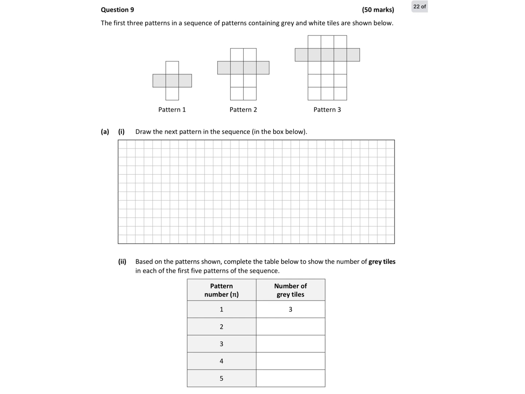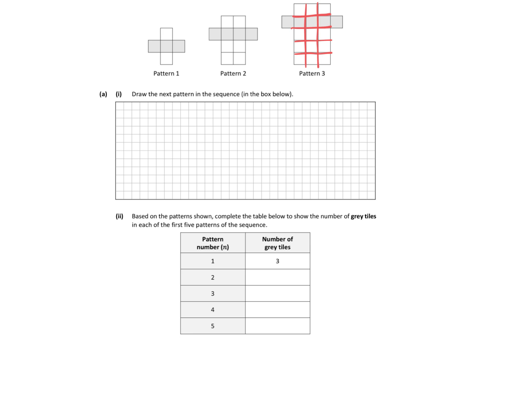Right, on to question number 9. 3 patterns in a sequence containing grey and white tiles are shown below. Draw the next pattern. Guys, people were not drawing the lines in between here, okay? If they are drawn here, that is important that you do them into your diagrams as well, okay? And then shading as well. Right, this one here wasn't too bad. Some people rushed it and got it wrong. You need to take your time here, okay? Counting the tiles and figuring out what the pattern is.